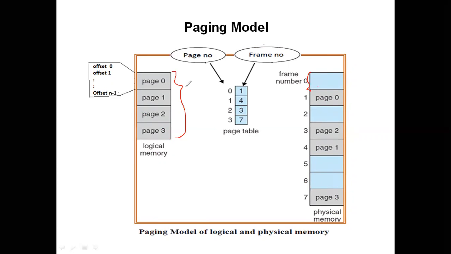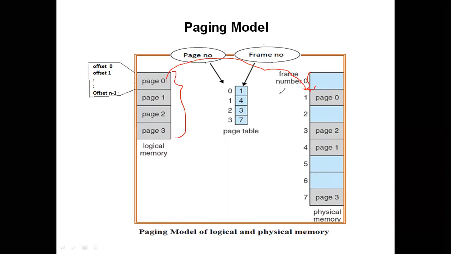And then the process or the program is also divided into blocks of the same size. So every page is equal to the frame size. Now every page will have an offset: offset 0 to offset n-1, where n is the size of the page. So every block of the process will have this. Whenever this process wants to be loaded, we allocate these pages to the physical memory. So page 0 is loaded.